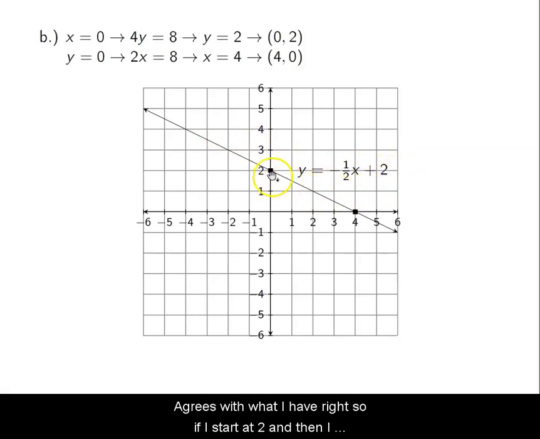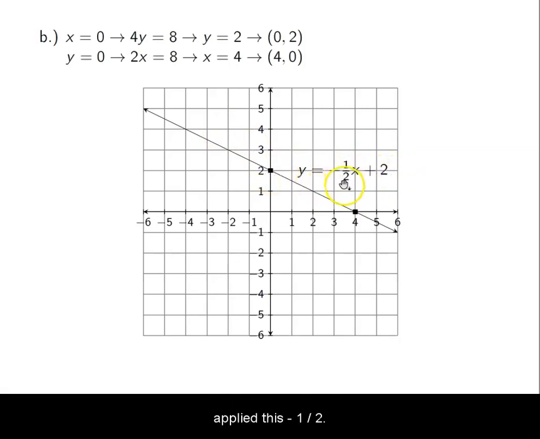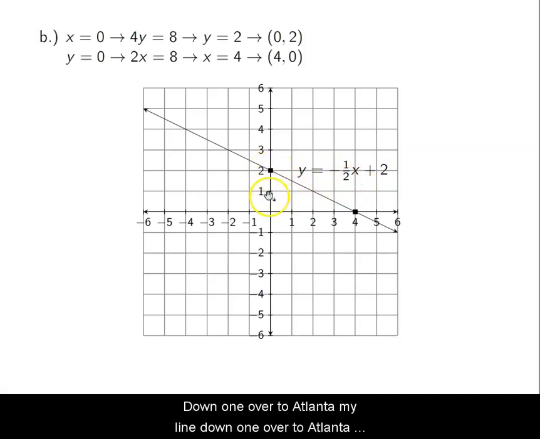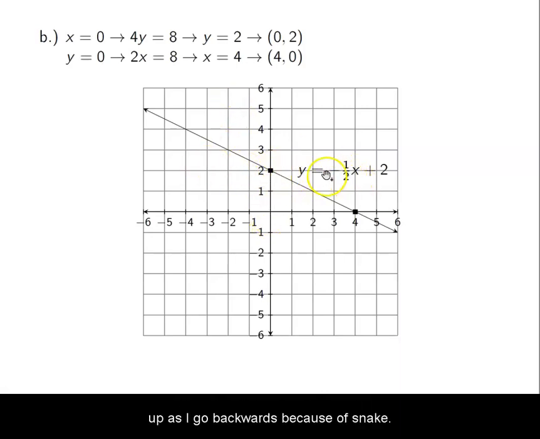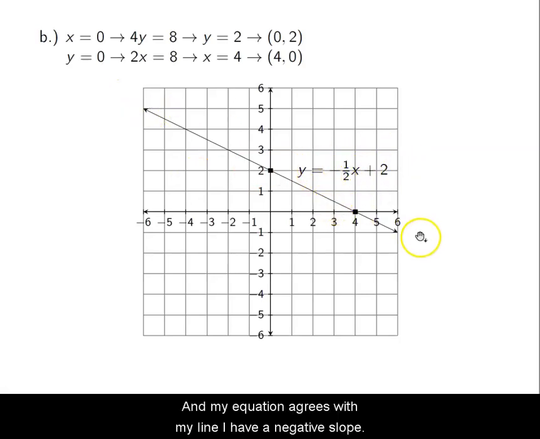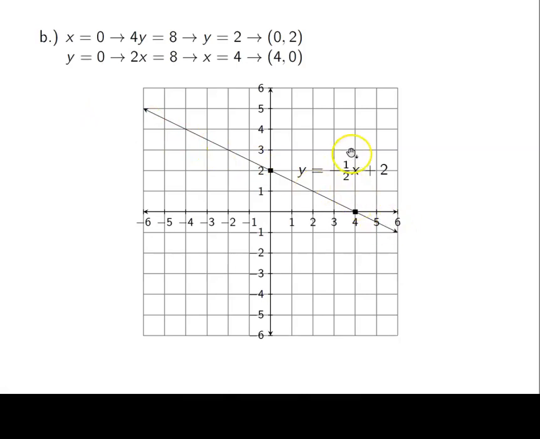So if I start at 2, and then I apply this minus 1 over 2, down 1 over 2, I land on my line. Down 1 over 2, I land on the line. Down 1 over 2, and so forth. Right here, I would go up 1 and backwards 2. Up 1, backwards 2, because it's negative, right? So instead of going down as I move backwards, I would go up as I go backwards because it's negative, right? And my equation agrees with my line. I have a negative slope. Here, the m value is negative.